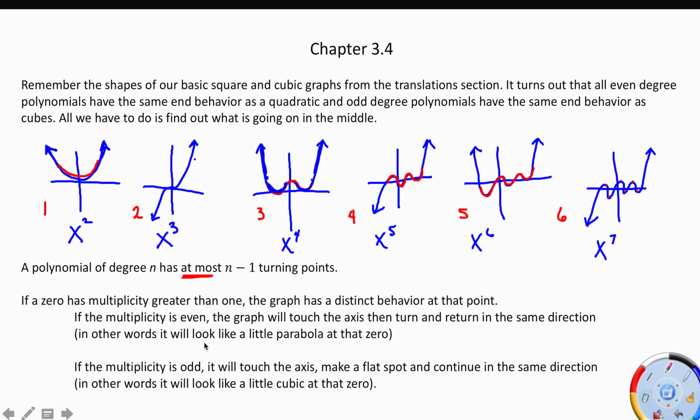If the multiplicity is odd, it'll come up, touch the axis, make a flat place, and then continue going in the same direction. So, in other words, even multiplicity will look like a little parabola at that 0. Odd multiplicity will look like a little cubic at that 0. These are important features of our graph, so we want to make sure that we have that feature represented anytime we have multiple zeros that's the same number.